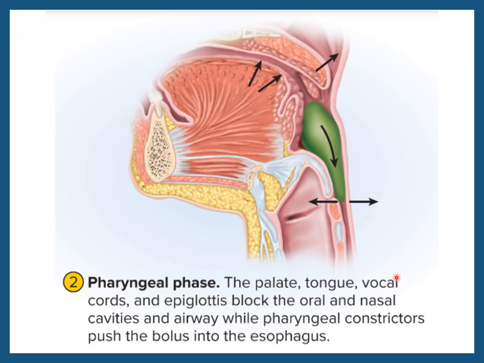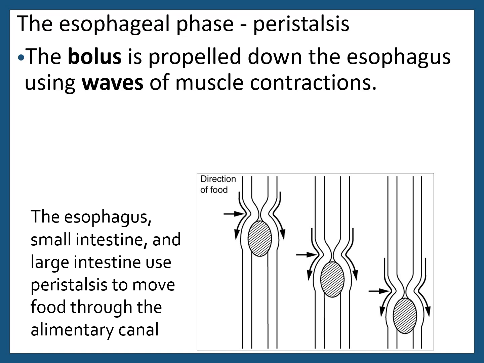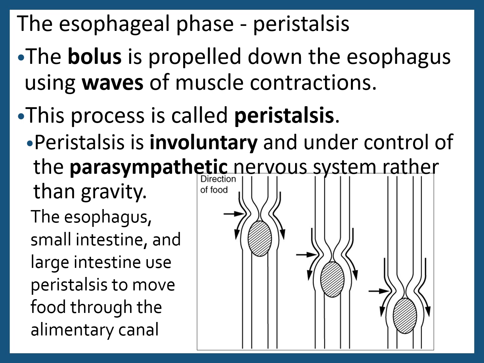So here we have the second phase, the pharyngeal phase. You can see that the vocal cords and the epiglottis are blocking that respiratory pathway, and the uvula is blocking the nasal cavity, while the pharyngeal constrictors are going to push the bolus into the esophagus. When this happens, we are now going to push the bolus into the esophagus, and so we are in the esophageal phase, the third phase.